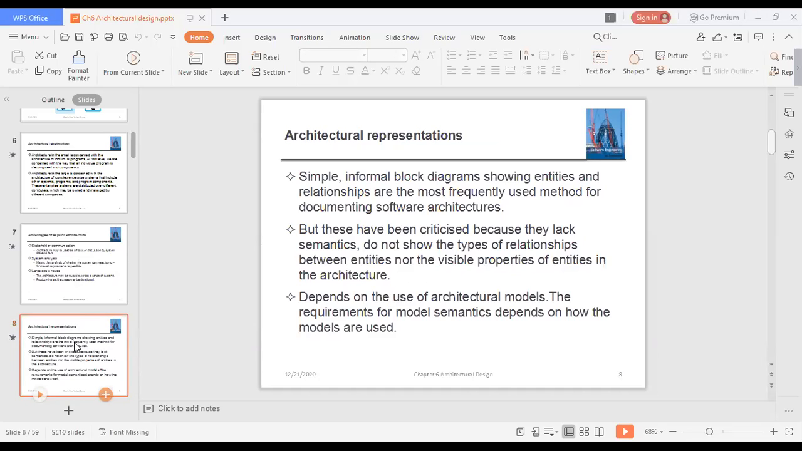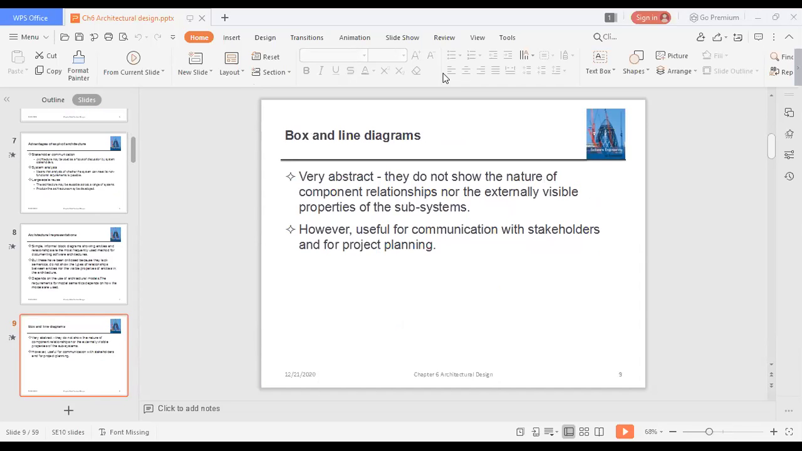So definitely, again, we have the architectural models. There are different models, and we have the development models completely. The box and line diagrams, boxes, are very abstract. They do not show the nature of component relationships or the externally visible properties of the subsystems. However, they are useful for communication with the stakeholders and for project planning.